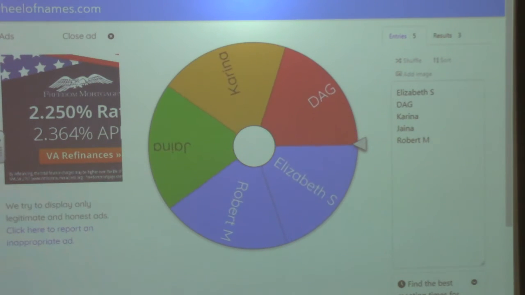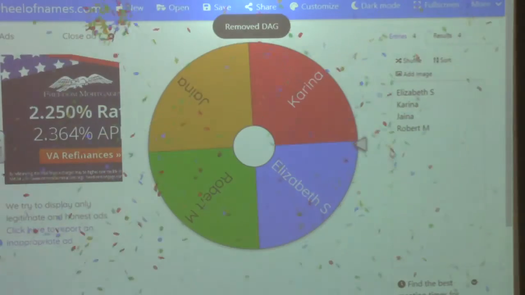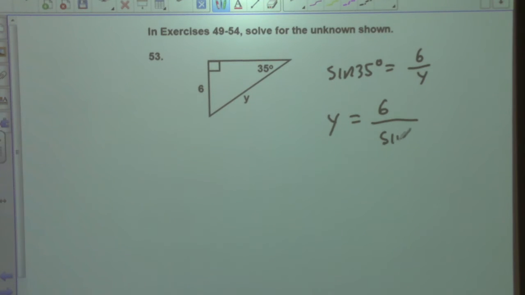This one's going to be me. So that means I have to do it? Yes. All right. Okay, here we have, it looks to me, now correct me if I'm wrong, this is going to be our opposite, right? And this is going to be our hypotenuse. So I'm going to put sine 35 degrees equals the opposite over hypotenuse. And then I'm going to use Riley's trademark method. I'm going to have y equal to 6 over sine 35 degrees. Does that make sense?